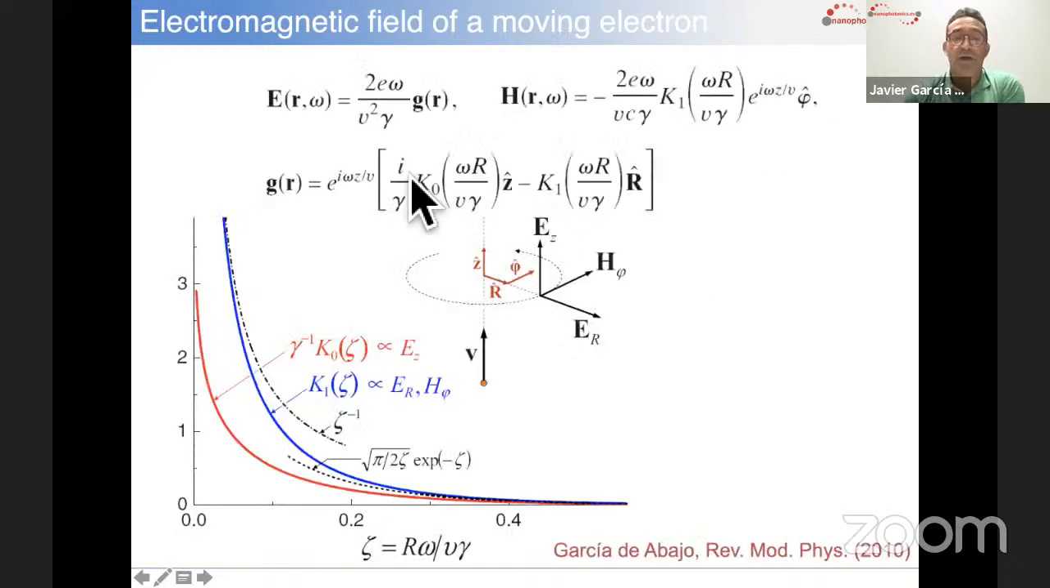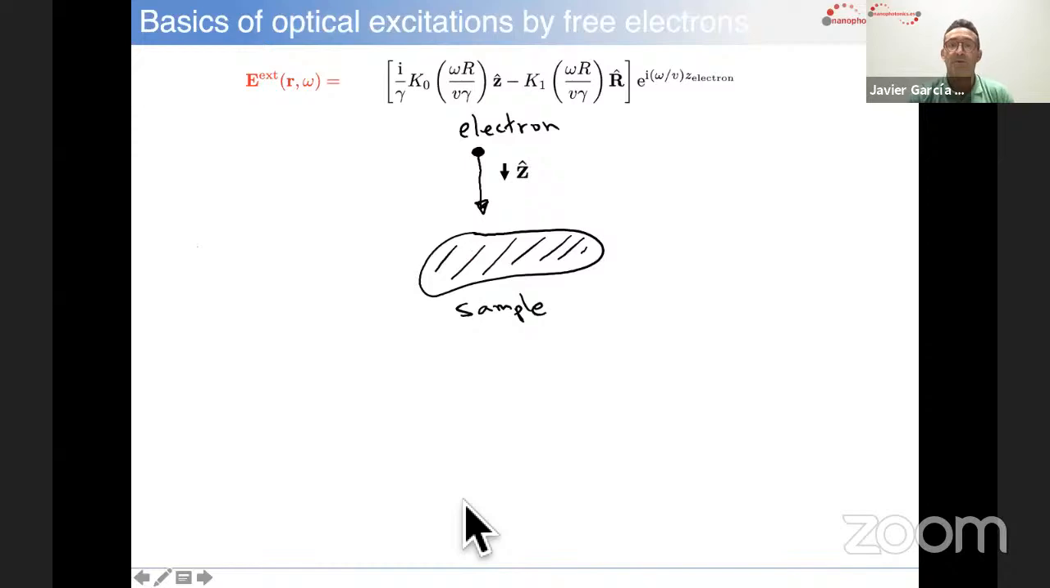In more detail, you can actually solve this analytically. So the electric field produced by the electron, decomposed in different frequencies, is just a combination of these exponentially decaying modified Bessel functions. You can see here how the electric field and magnetic field components decay away from the electron trajectory as a function of this distance r. So you can see that here. Okay, this is the basics for studying the interaction of electrons and samples, and to basically calculate the spectra, the inelastic spectra produced in the electrons.